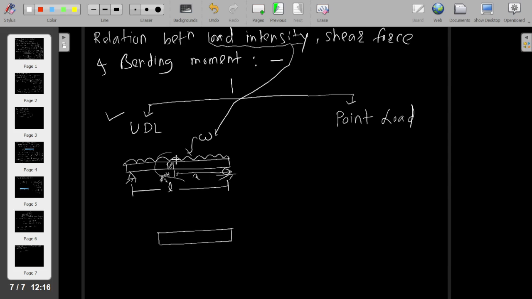I will enlarge this element and make a big view of it. The same load is uniformly acting on this element. This is the dx element under consideration.